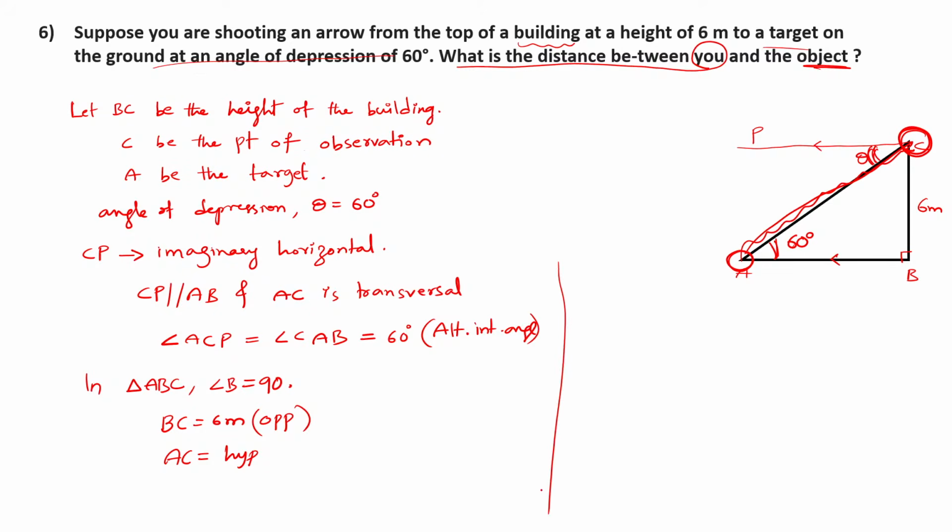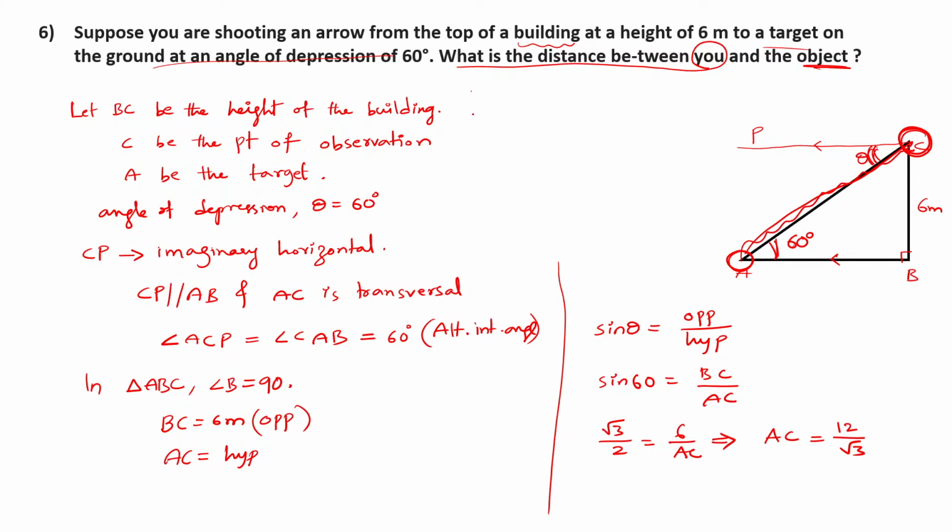Okay. What ratio do we have? Opposite side and hypotenuse is nothing but sine theta. Sine theta is equal to opposite side by hypotenuse. Sine 60 degrees is equal to opposite side BC and hypotenuse AC. Sine 60 is root 3 by 2. BC is 6 and AC is nothing but AC. Now with simple transposition, you get AC equal to 12 by root 3.